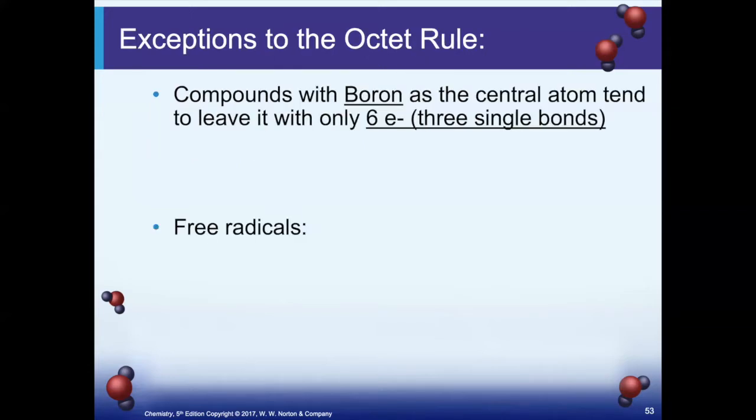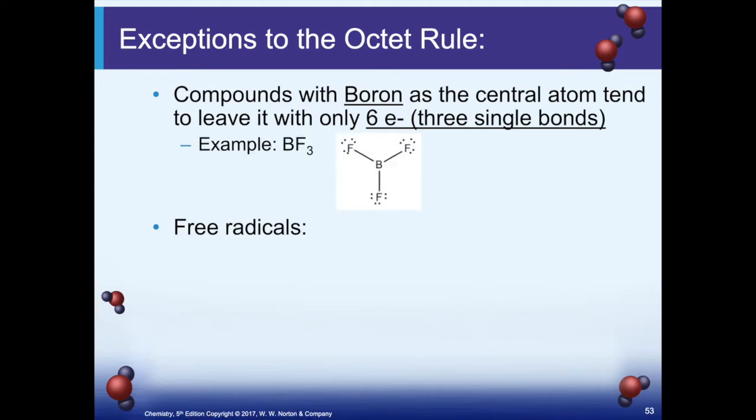So first of all, two exceptions to the octet rule that are easy to talk about and get through. The other one will be a little bit more involved. First of all, the boron compounds: any compound where boron is in the middle of the compound sometimes, not all the time, but sometimes will not follow the octet rule. It will stop once it has 6 electrons, forming 3 single bonds.